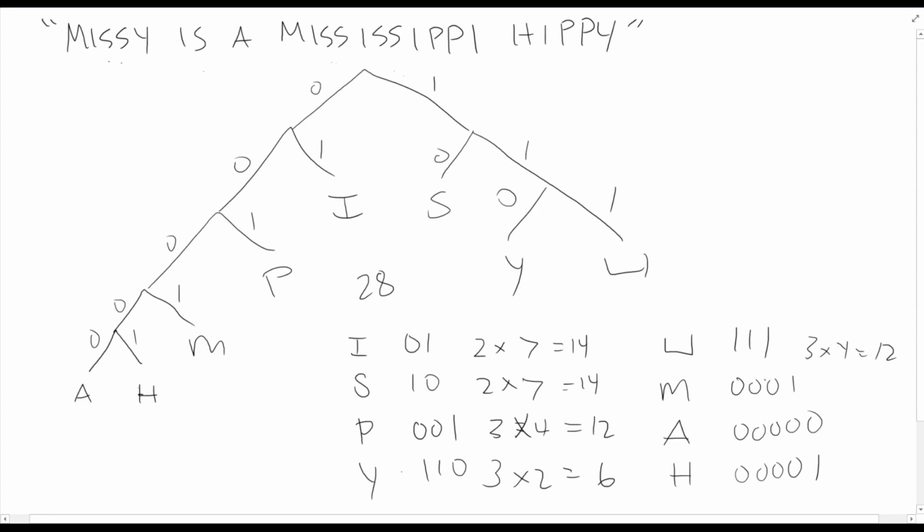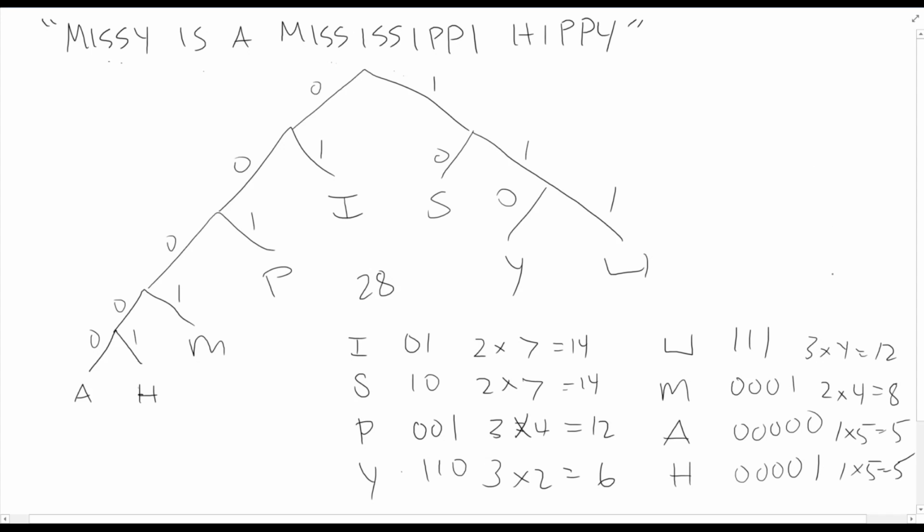My M, 2 times 4 equals 8. My A, hey, there's only one A. 1 times 5 equals 5. And I bet the same thing with my H, yes. 1 times 5 equals 5.